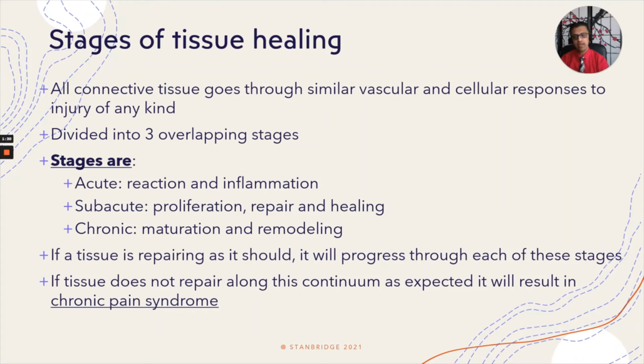In the acute phase, we have reaction and inflammation. In the subacute phase, you have proliferation, repair, and healing. In the chronic stage, you have maturation and remodeling. So if a tissue is repairing as it should, it will progress through each of these stages. If the tissue does not repair along this continuum as expected, it will result in chronic pain syndrome.